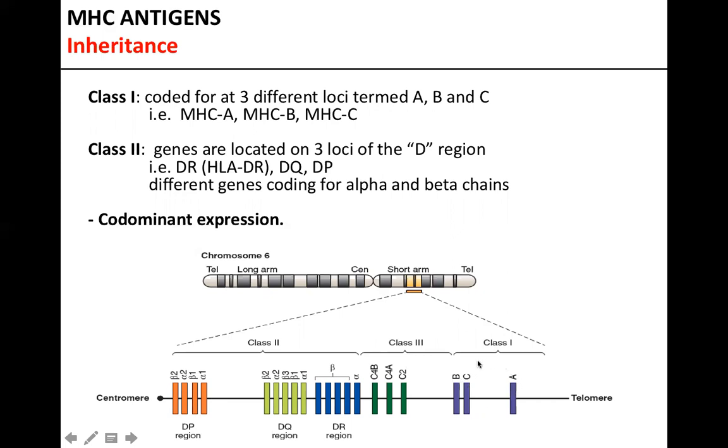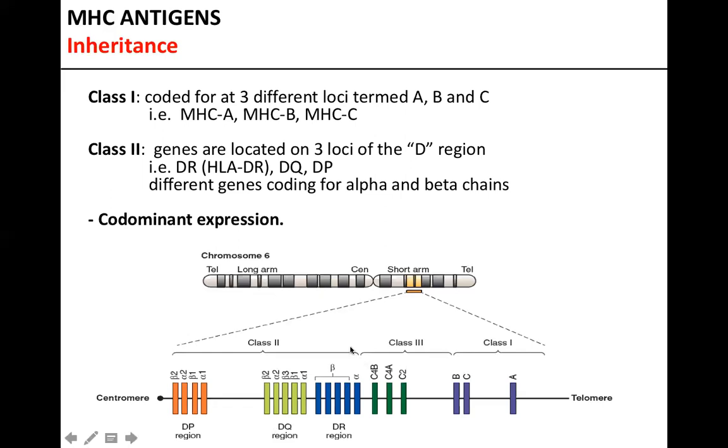Each of these locations codes for different versions of the MHC1 molecule, each of which is capable of displaying a variety of antigenic peptides. So you got a bunch of different MHC1 molecules that are produced here, a bunch here, a bunch here, each of which are capable of displaying a variety of different types of antigen.